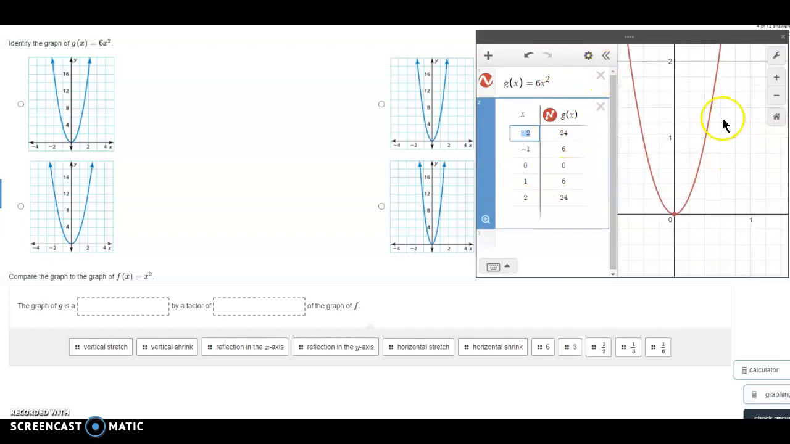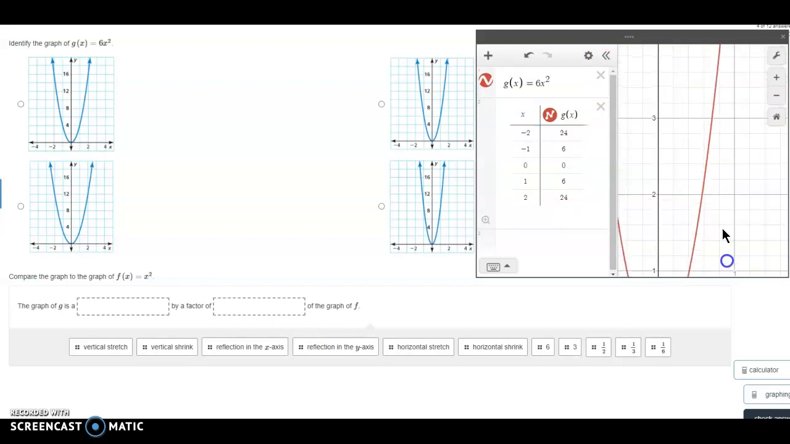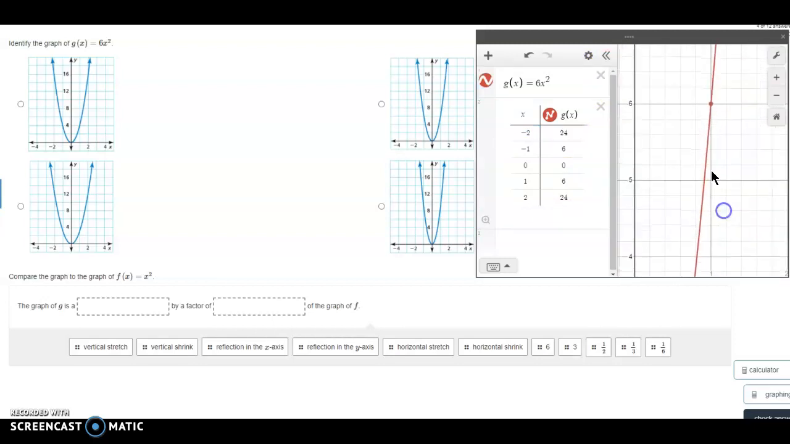So that would be right there. There's a point right there, (1, 6). So I need to find the graph on the left side that has that. This one here, (1, 6) would be right here. It's not quite on the graph, so it's not that one.